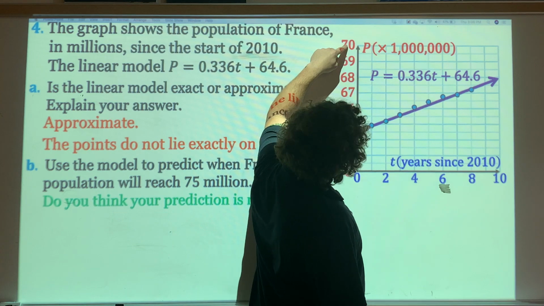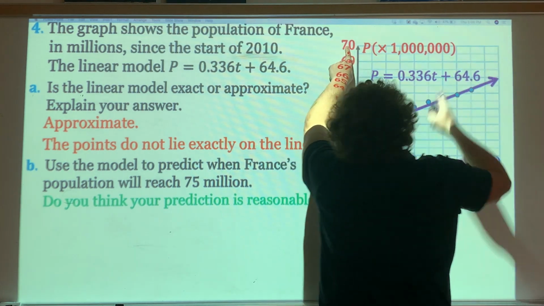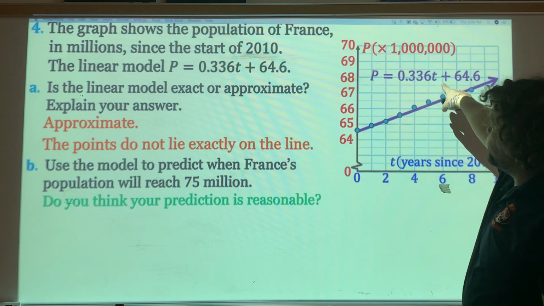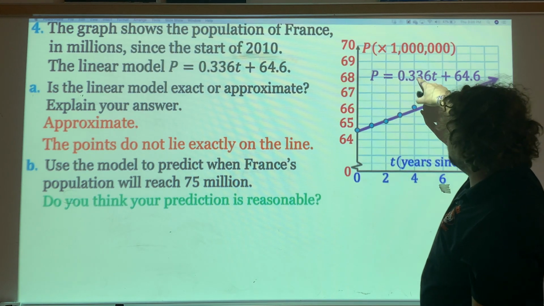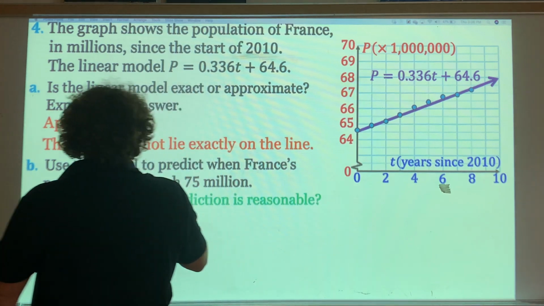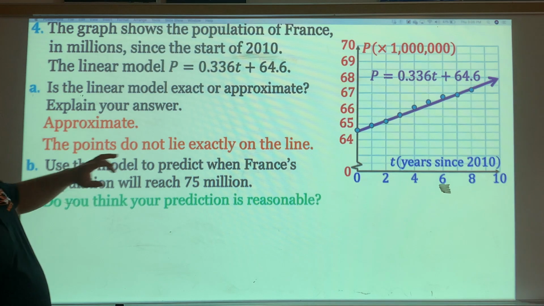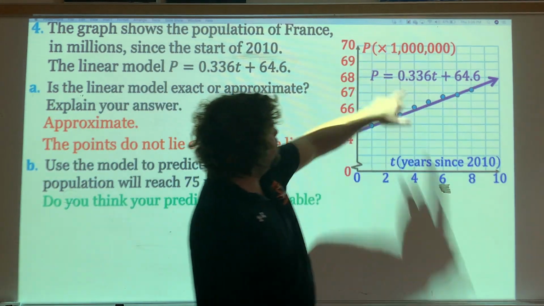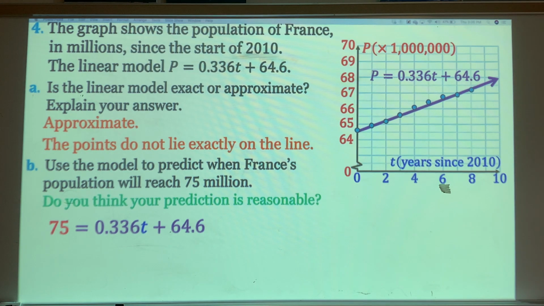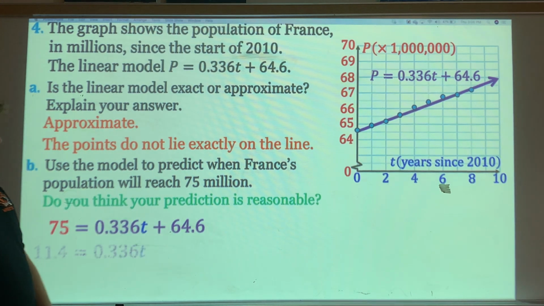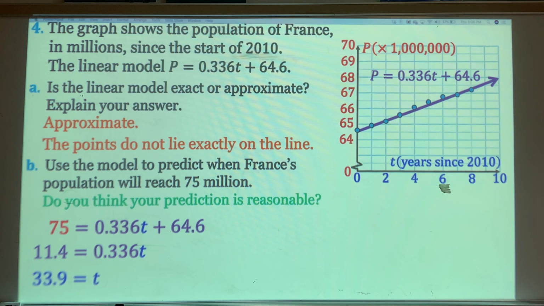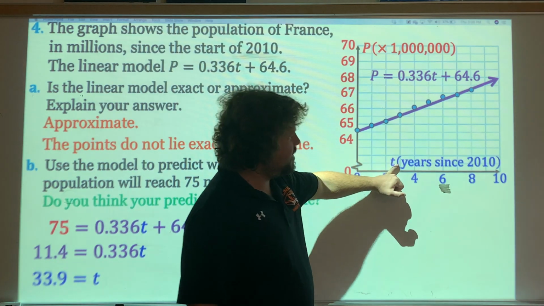Use the model to predict when French population reaches 75 million. Well, this is 70 million, so it's going to be somewhere over there. So we're going to have to create an equation, which we already have. They made this model from this equation. So, population is 75 million. So this is the population times a million. So we can just put 75 in for P and keep the rest of the model. Subtract 64.6, divide by 336 thousandths, and you get T equals 33.9. So that means in 33.9 years since 2010, that's what it will be.